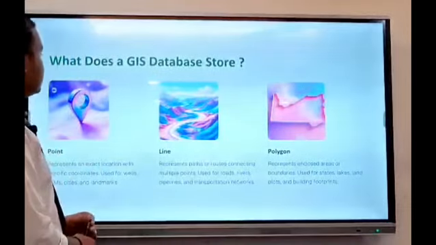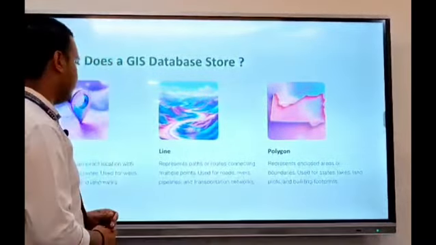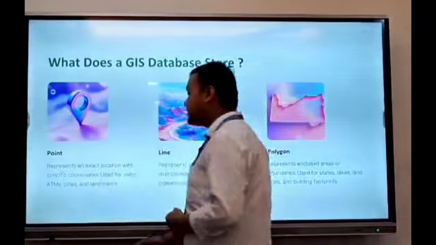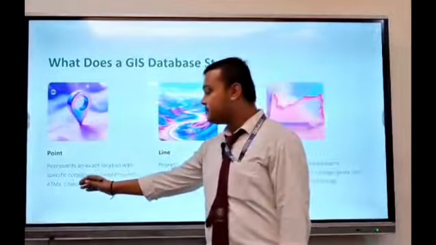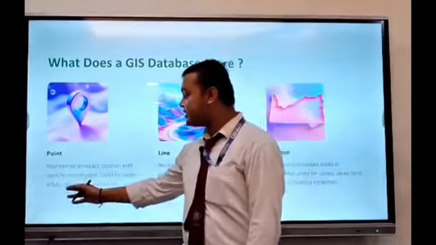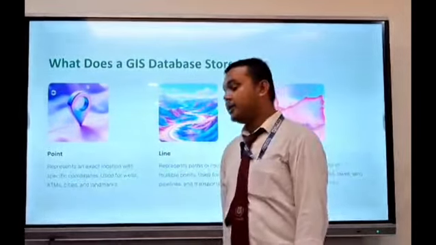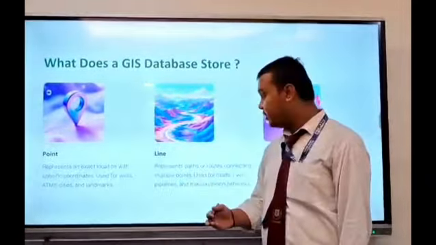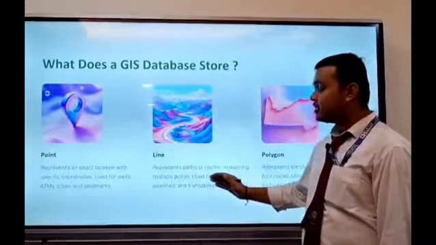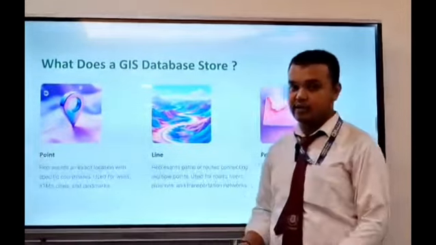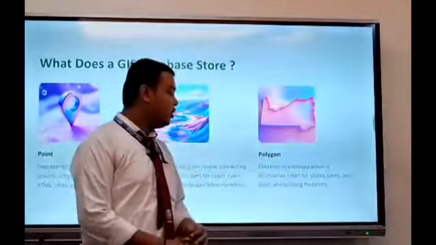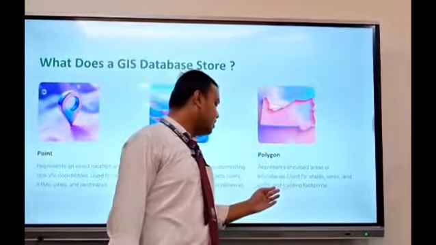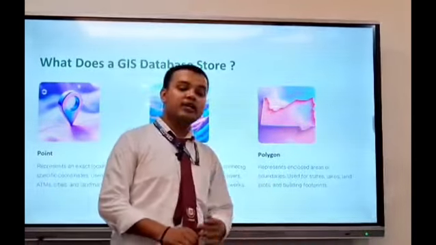Next, what does a GIS database store? First, point. A point represents an exact location with specific coordinates, used for wells, ATMs, cities, and landmarks. Next one is the line. It represents paths or routes connecting multiple points, used for roads, rivers, pipelines, and transportation networks. And next one is the polygon, which represents enclosed areas or boundaries, used for states, lakes, plots, and building footprints.